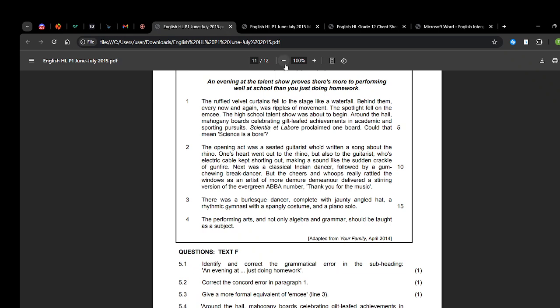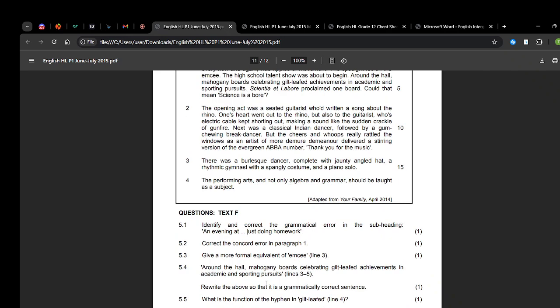5.3. Unfortunately, in this paragraph there's no other concord error. If they gave you more than one, they would have said correct the concord errors, or correct one of the concord errors in paragraph one. So just so that you guys don't get confused, they won't ask you for one if there's more than one. They'll specify if there is more than one. So don't doubt yourself in that regard.